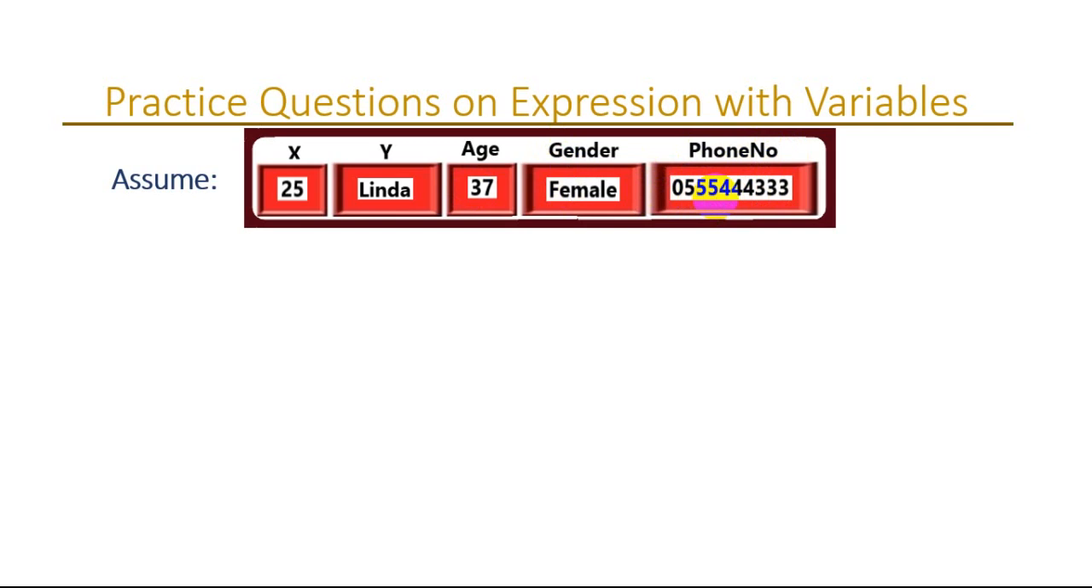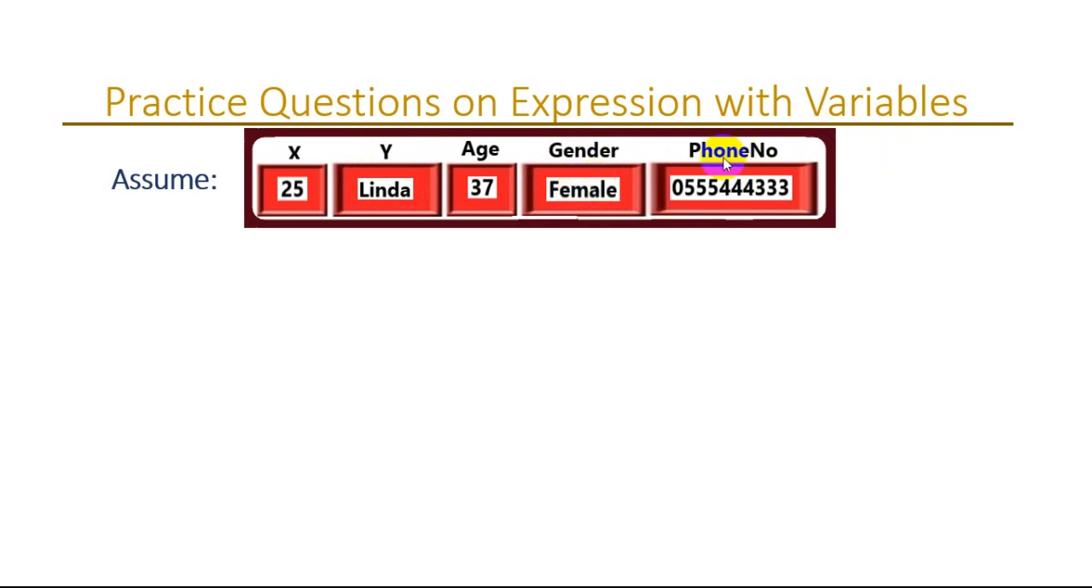As we have gone through in our previous lessons, variables can be numeric or alphanumeric, right? So here x is a numeric variable because it contains a number. Age is a numeric variable because it also contains a number, 37. Y is an alphanumeric variable because we have put the name Linda inside it. Same goes for gender. The gender variable contains the word female, so it's alphanumeric. It's not a number. You can't do arithmetic with it, right? Numeric means you should be able to do arithmetic with it.